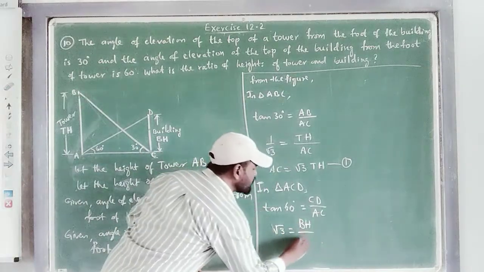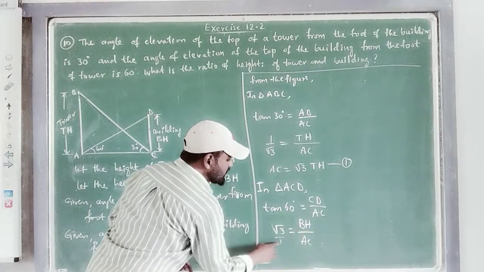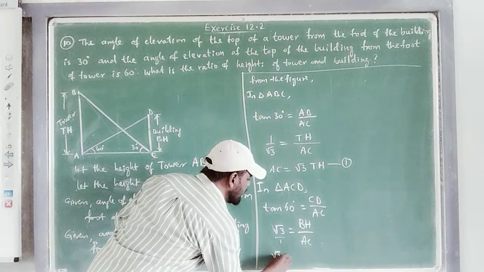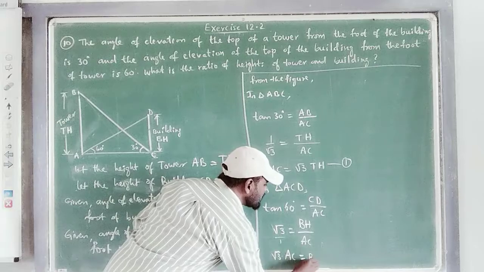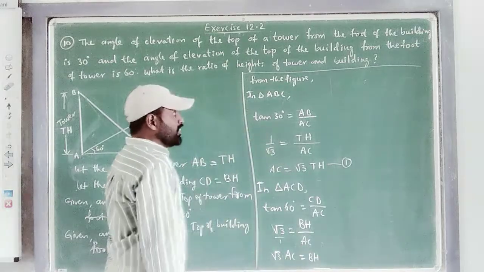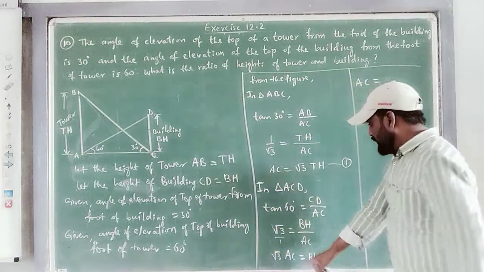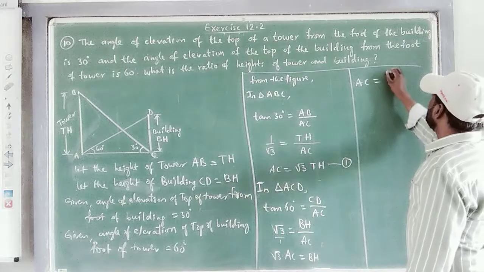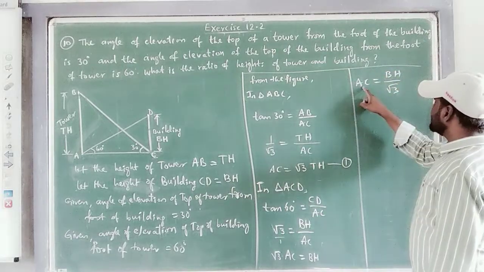BH by AC, we don't know, keep as it is. Again by doing the cross multiplication, root 3 into AC is equal to 1 into BH, that is BH. That's all. Now let us find AC only. AC is equal to, here root 3 when it comes this side it will become the denominator. So that means BH by root 3. Here it is the AC value.